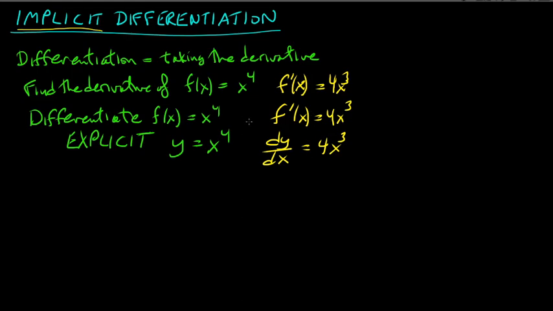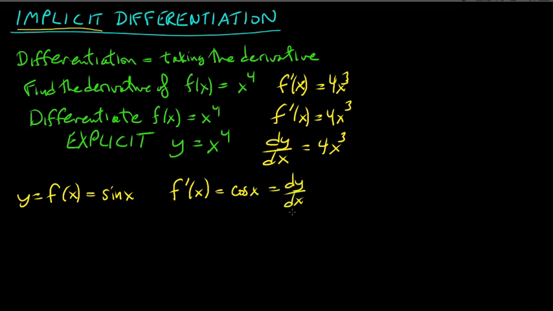Before we go any further, I really want to emphasize this point: when you have a function of x and you want to take the derivative, we usually write it as f prime of x. In other words, y is the dependent variable, x is the independent variable. And we can also write this as dy over dx.